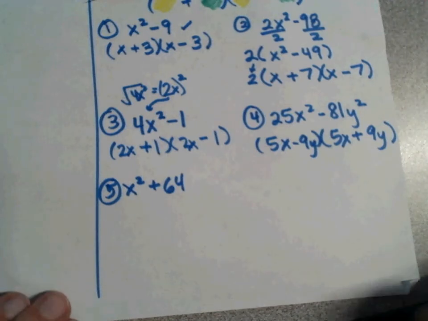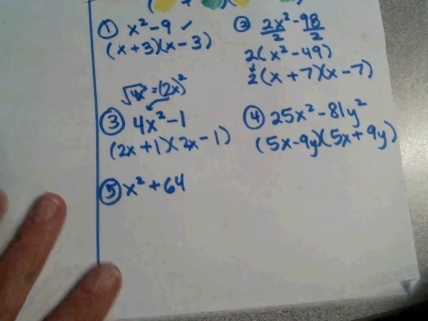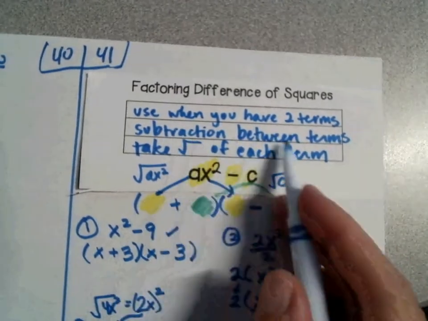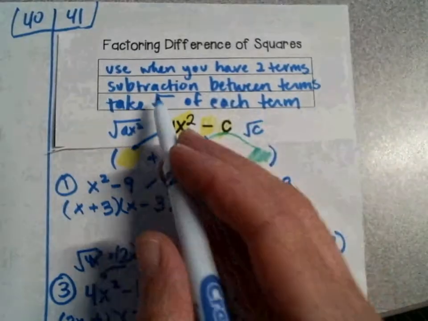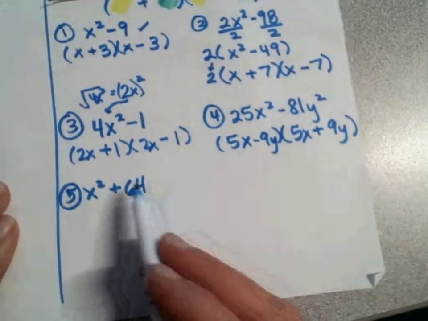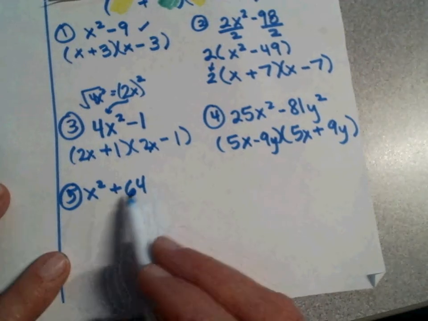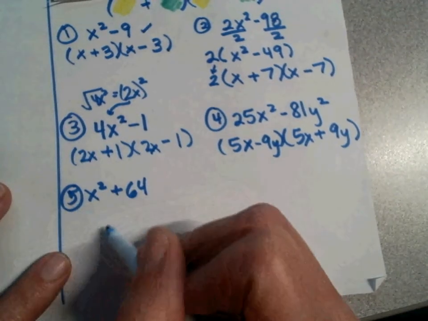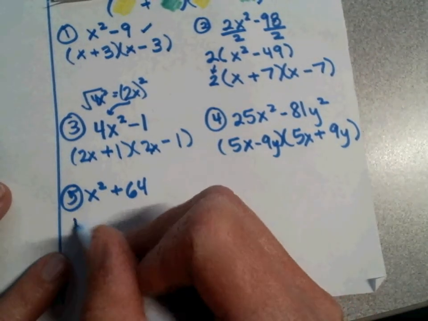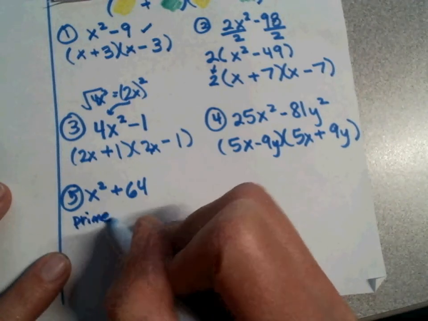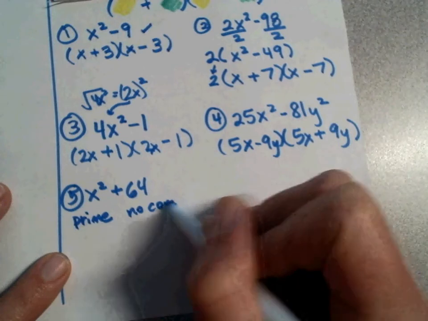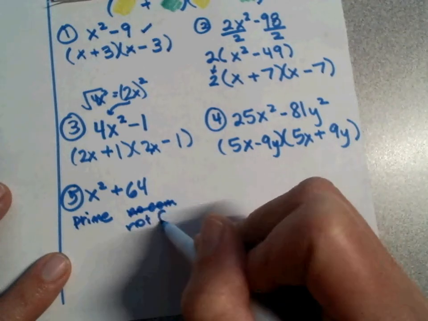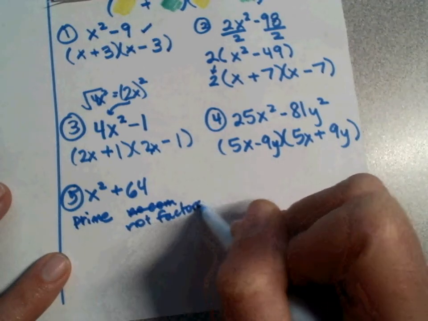Check if there's a greatest common factor first. No, there is not. So, are all of these things true? Do you have two terms? Yes. Do you have subtraction between the terms? No, you do not. So you cannot do difference of squares. So this one would be done. You can click prime if it says prime, or you say there's no common factors, or not factorable, I guess. I think that's how Math Excel writes it.